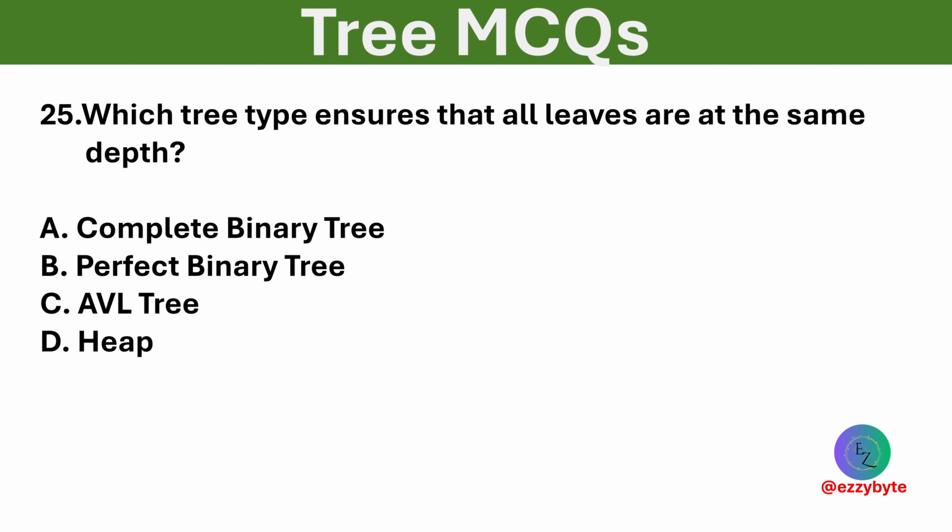Which tree type ensures all levels are at the same depth? Options are complete binary tree, perfect binary tree, AVL tree, and heap. Option B is correct. A perfect binary tree has all leaves at the same level.